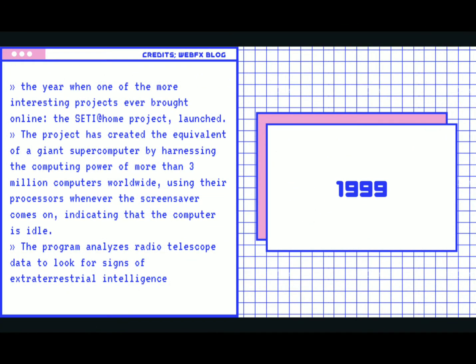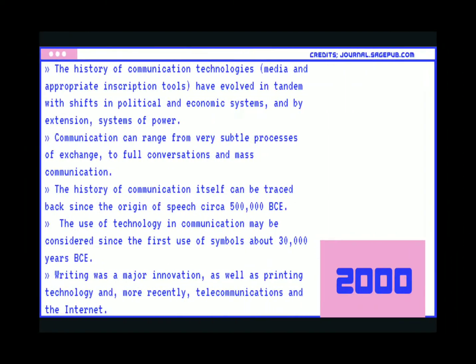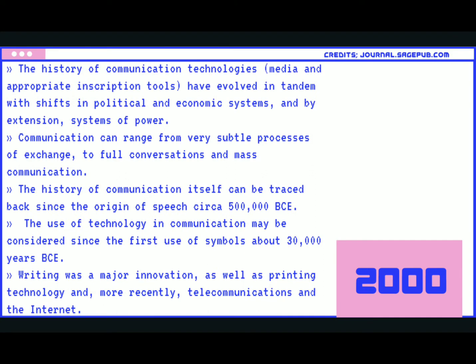1999, the year when one of the more interesting projects ever was brought online. The project created the equivalent of a giant supercomputer by harnessing the computing power of more than 3 million computers worldwide. For the year 2000, the use of technology in communication may be considered since the first use of symbols about 30,000 years BCE. Writing was also a major innovation, as well as printing technology and, more recently, telecommunication and the internet.